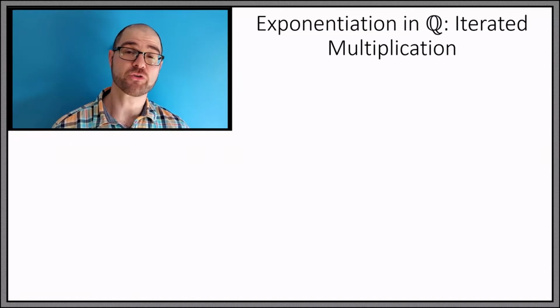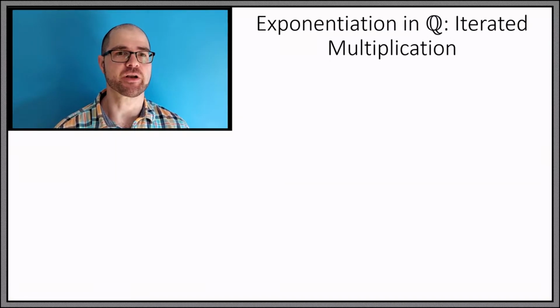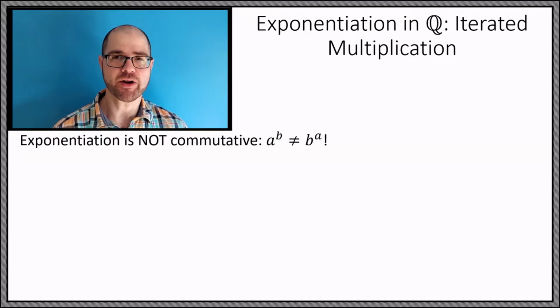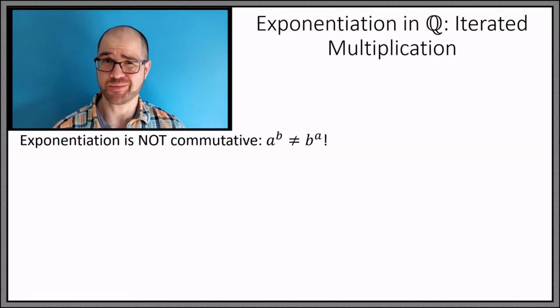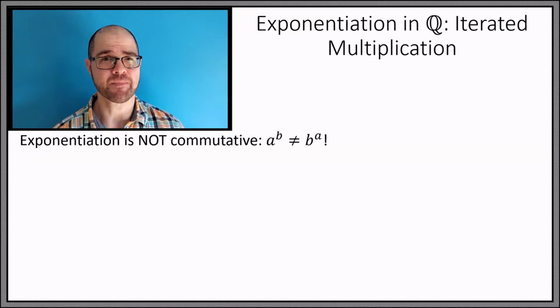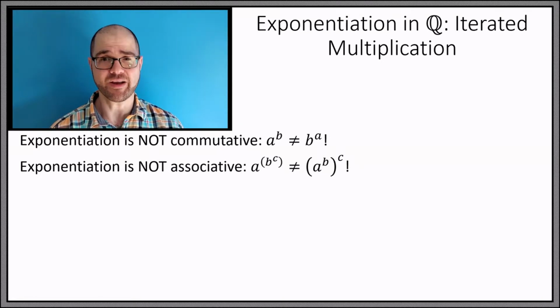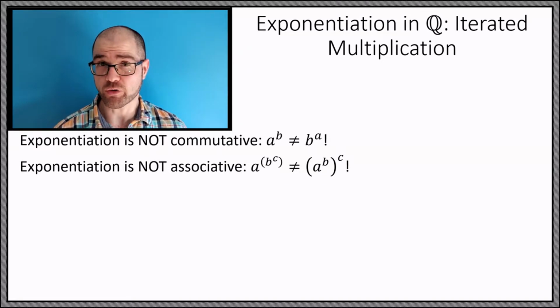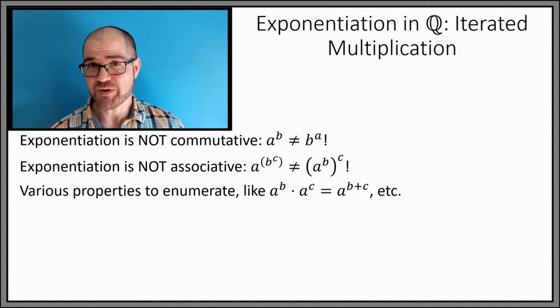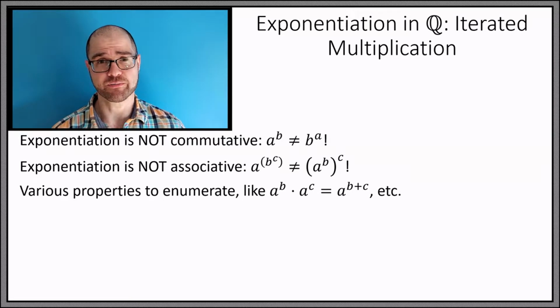If we iterate multiplication, we get exponentiation. But things get a bit different here. Exponentiation as an operator on two arguments isn't commutative. A to the b isn't always the same as b to the a. And it's not even associative. Exponentiating an exponential, order matters. Interaction with addition and multiplication can be determined, but that's all familiar to us.